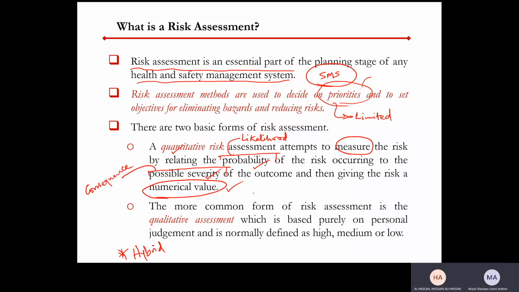All right. So you could have another form of risk assessment, which is called qualitative assessment. This is based purely on personal judgment, and is normally defined as high, medium, or low. Here it says personal judgment, but I prefer to use engineering judgment. It comes from the person's experience or professional judgment.